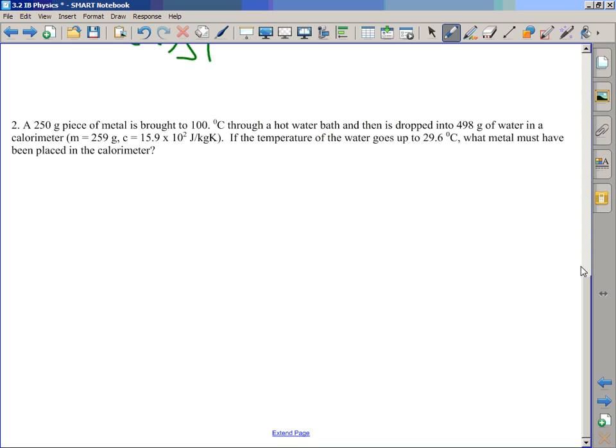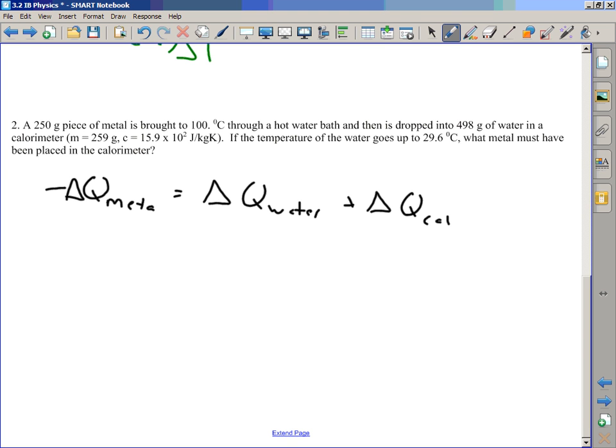What's losing energy here? The metal. So negative Q of the metal equals what's gaining energy? Water and calorimeter. Good. Let me get my deltas in here: delta Q of water plus delta Q of calorimeter. Trick here.